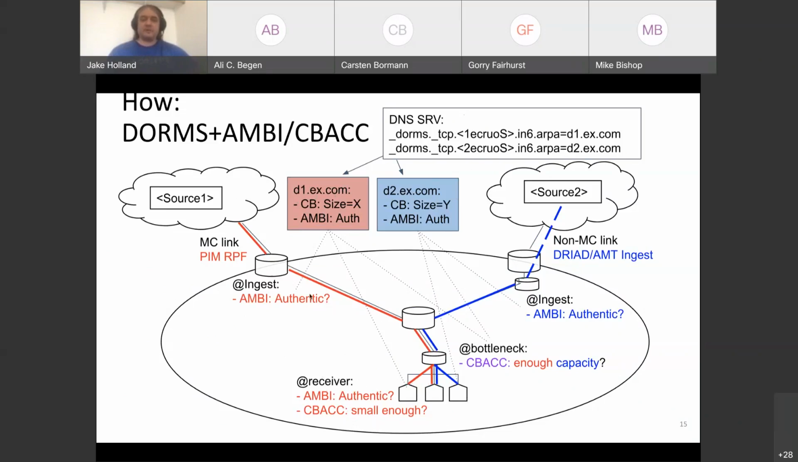But the same metadata is available to on-path devices so that you can do authentication at the ingest before forwarding it through a multicast capable network. So this is all part of the specifications we're trying to do to anchor this work.